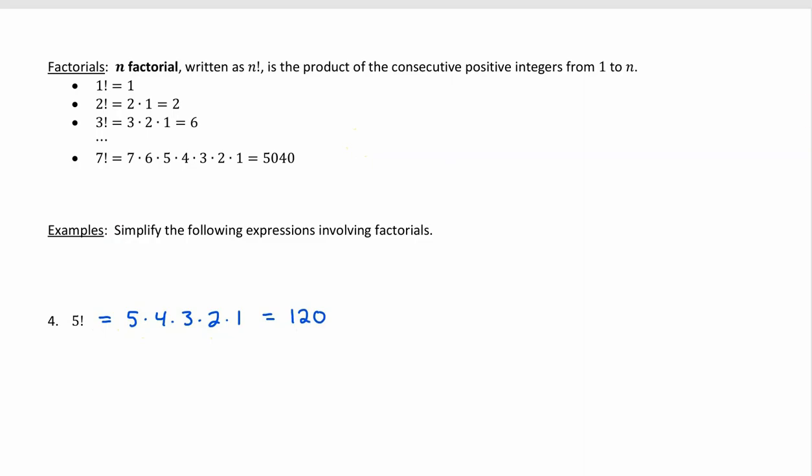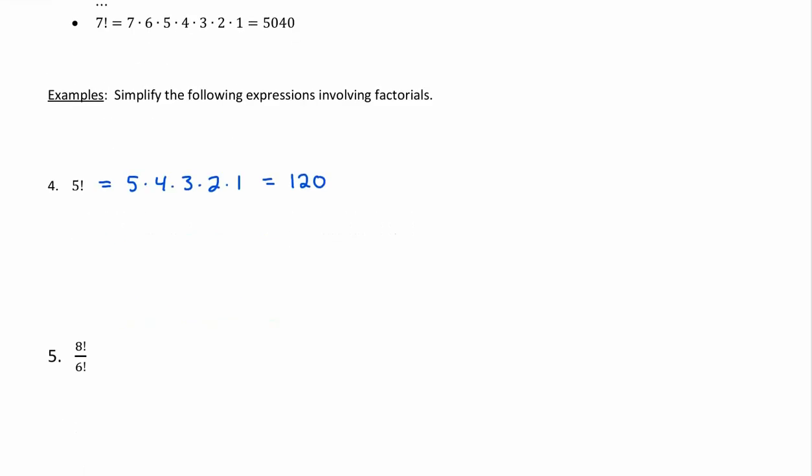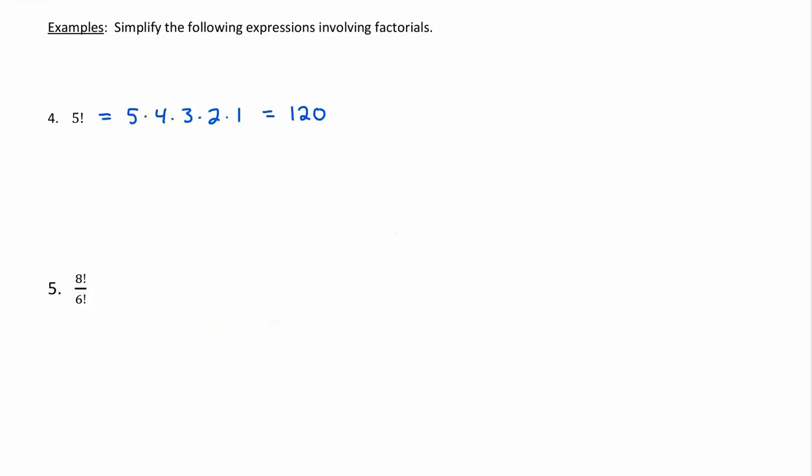But the more interesting thing, and the thing that we're actually going to need when we get into Chapter 5, is what you do when you have quotients that involve factorials. So like this. There is a strategy here, and that strategy is to try to cancel as much as you possibly can. So if I expand these out, 8 factorial would be 8 times 7, 6, 5, 4, 3, 2, and 1.